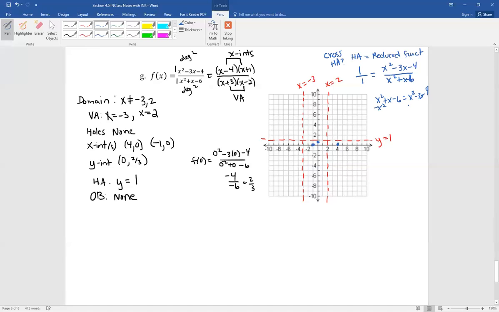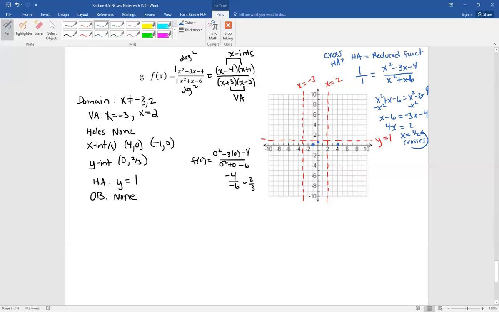When I go to move the x squareds over, they cancel. So that part cancels out. But I still have an x I can try to solve for. So I'll add this over. That would be 4x. Add that over. That'll be 2. I get that this crosses at x equals 1/2. Okay, which is kind of what I was suspicious of because the way this was headed up.